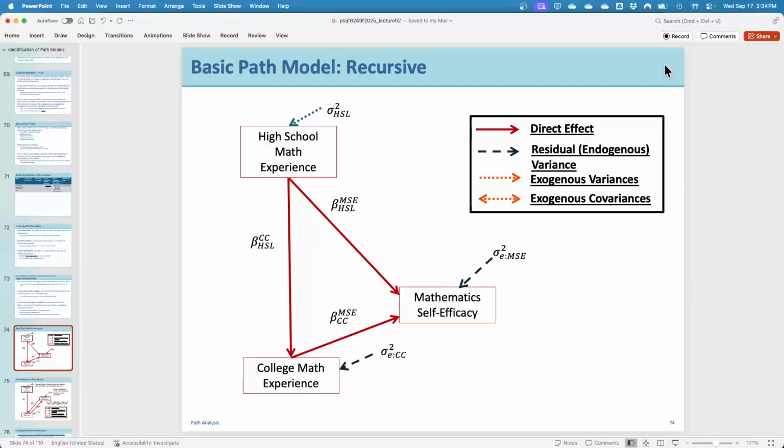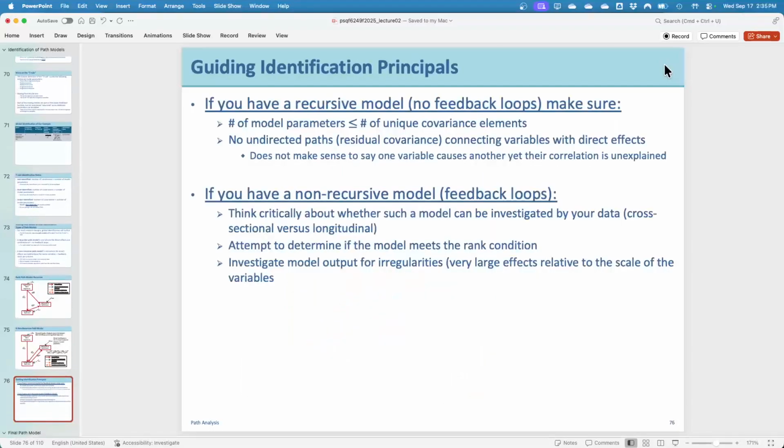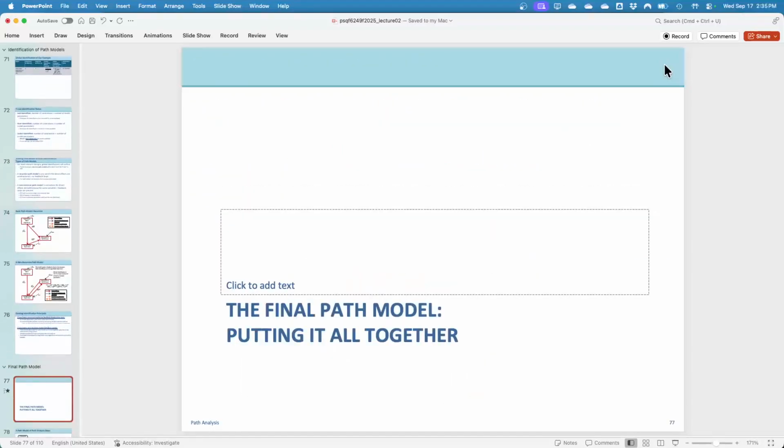Cool? So the two things you need to make sure of for your path model to work on a very basic sense. Number of parameters, no feedback loops. Right? That work? Okay. Let's put it together then. Finally.